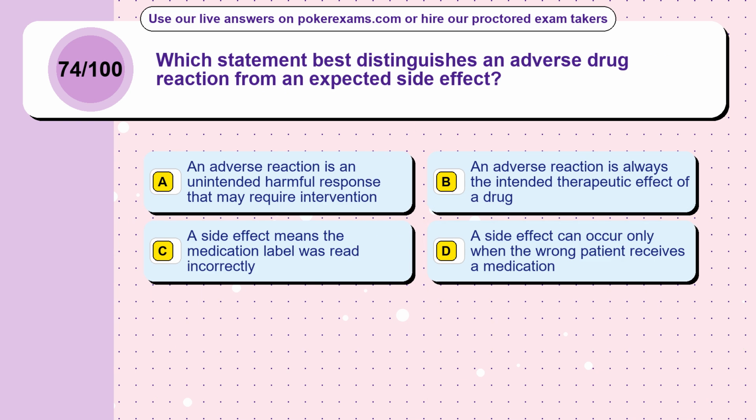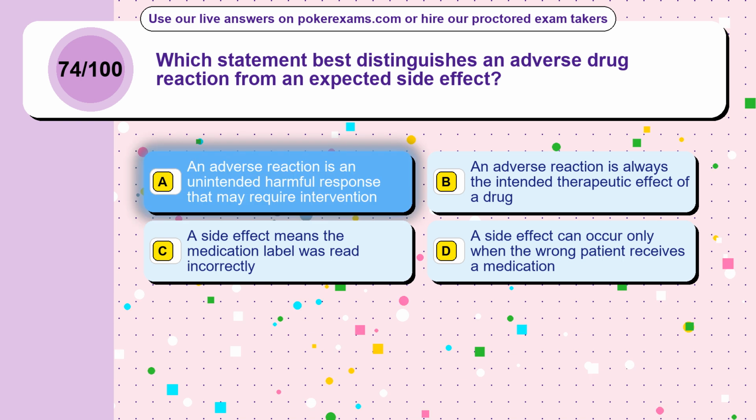Question 74. Which statement best distinguishes an adverse drug reaction from an expected side effect? Option A. An adverse reaction is an unintended harmful response that may require intervention. Option B. An adverse reaction is always the intended therapeutic effect of a drug. Option C. A side effect means the medication label was read incorrectly. Option D. A side effect can occur only when the wrong patient receives a medication. The correct answer is option A. An adverse reaction is an unintended harmful response that may require intervention.